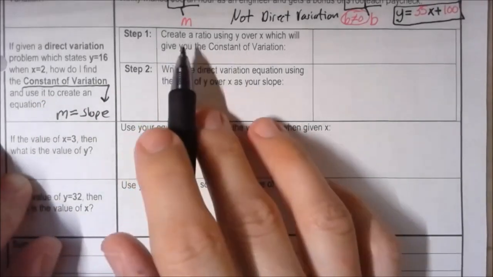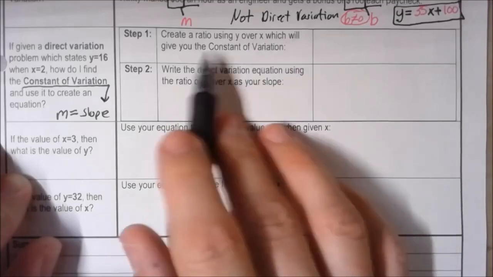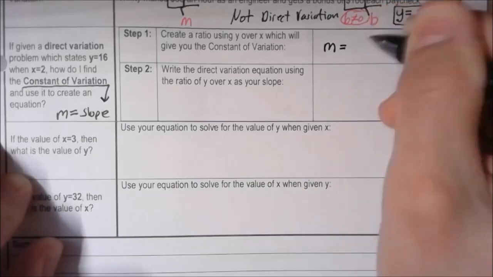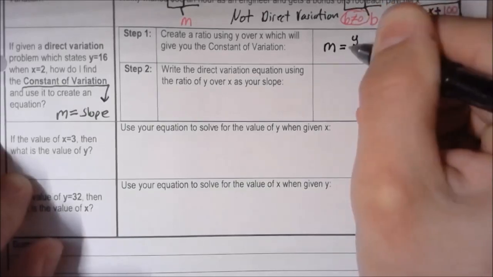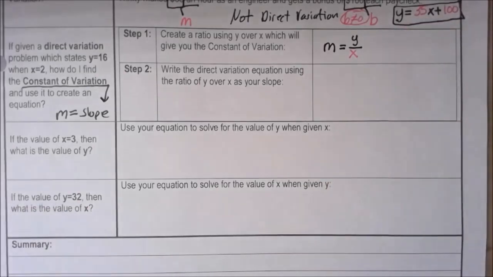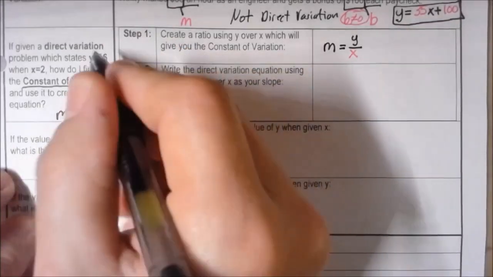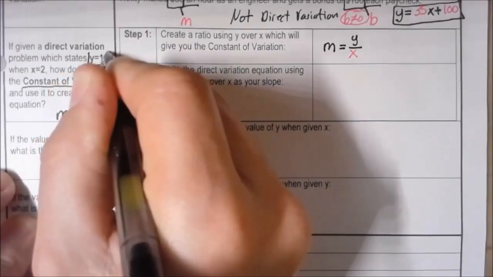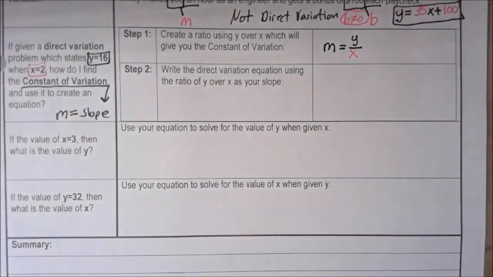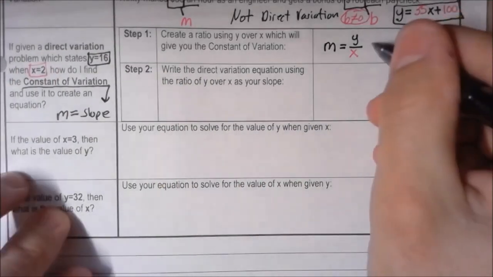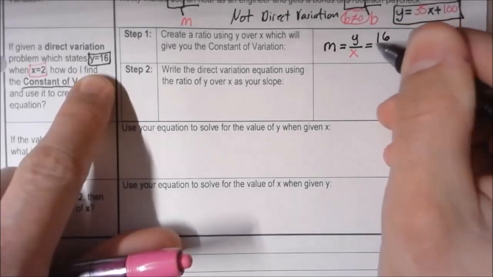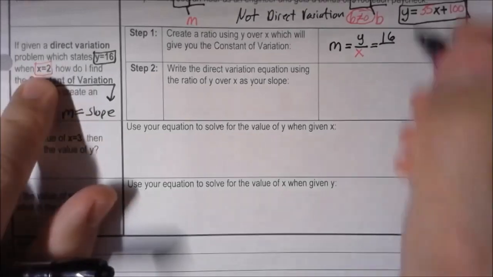Step 1 is we're going to create a ratio using y over x, which will give you the constant of variation. In other words, we have m is equal to y over x. So we need to get our y and x in order to figure out what m is. Let me go over here real quick. I'm going to box my y, and I'm going to box my x. So now I have my numbers. Let's set this up and look at our ratio. We have 16 over 2.